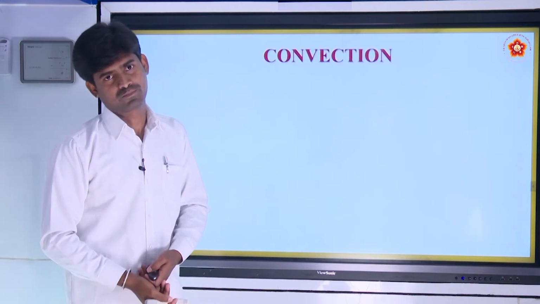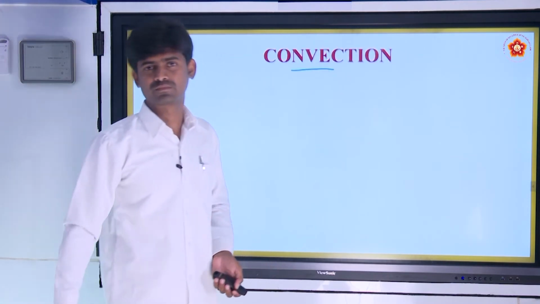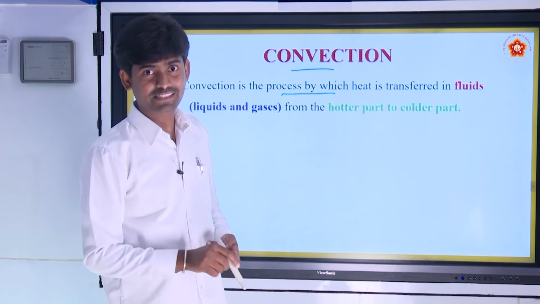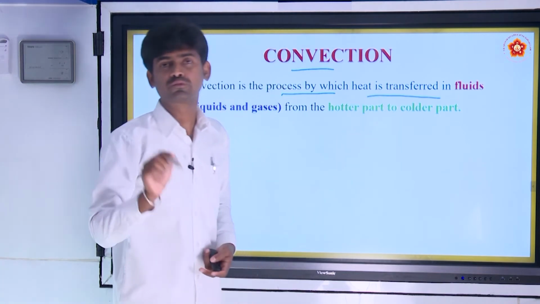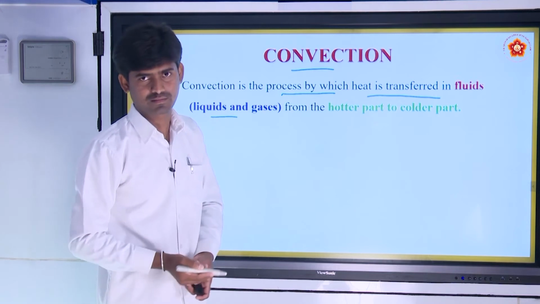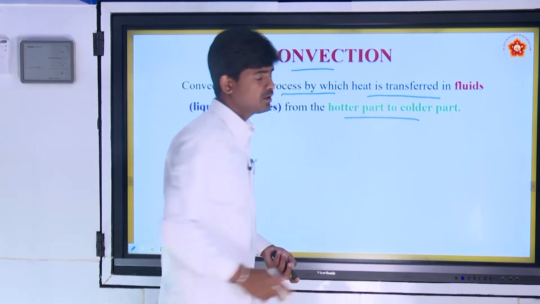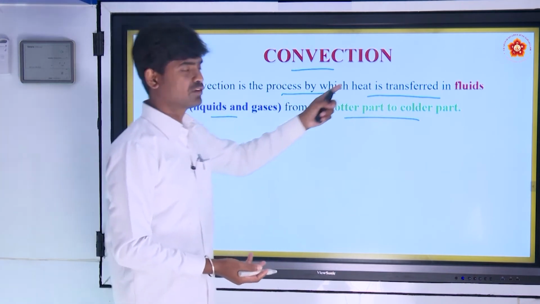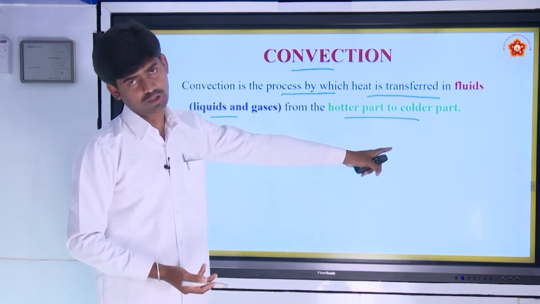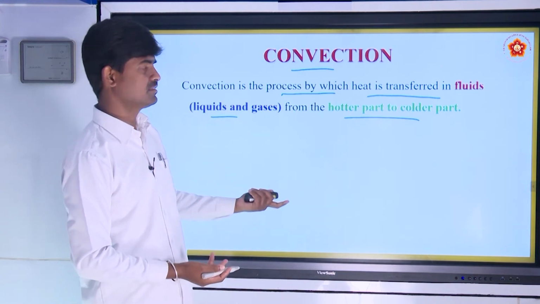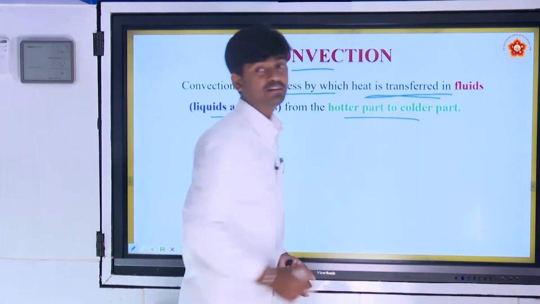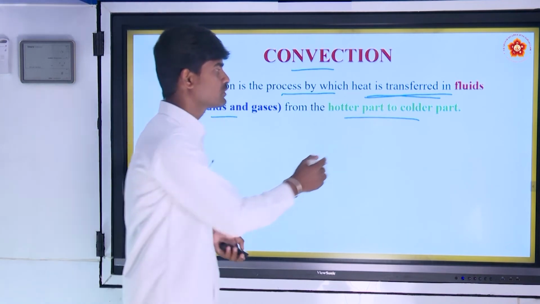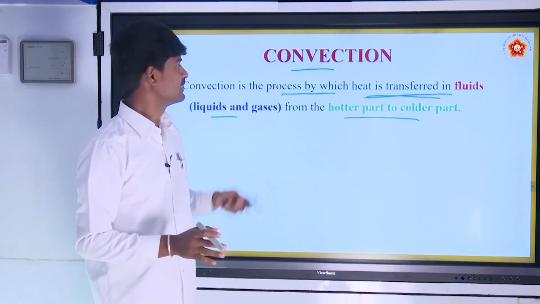The process is called convection. So what do you mean by convection? Convection is the process by which heat is transferred in fluids, meaning liquids and gases, from the hotter part to the colder part. In conduction, it is transferred in solids from the hotter to the colder part. But in convection, the heat is transferred in liquids and gases from the hotter part to the colder part. This process is called convection.